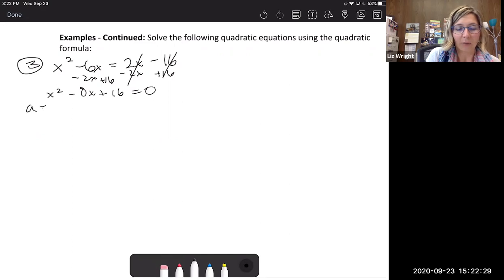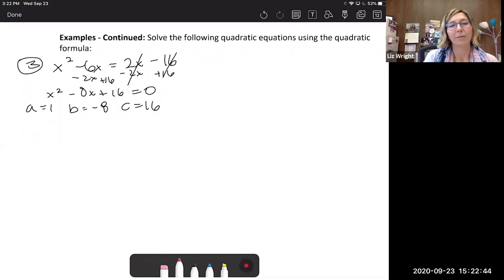A equals 1, B equals negative 8, C equals 16. So we're going to plug that into our formula. Negative B, so here's another question I get. If the B is already negative, do I have to make it negative? Well, yeah, you're putting negative B, and B happens to be negative. And so then it's going to be minus a negative, which is going to give us a positive.